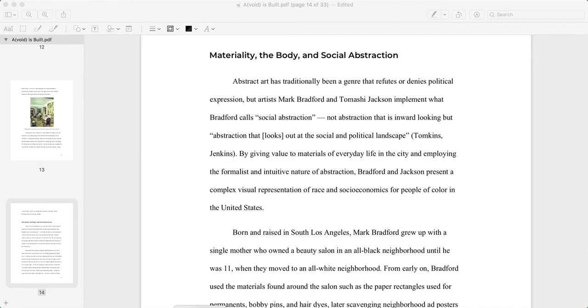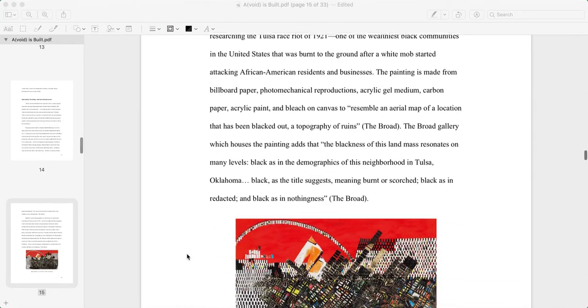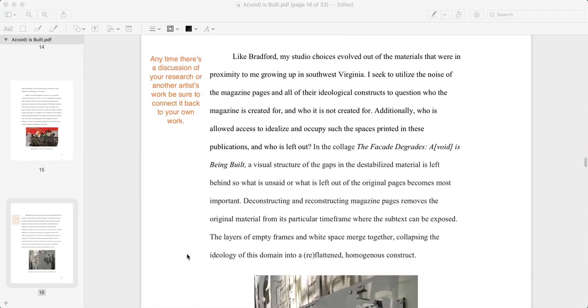And now we're moving on to more abstract sections of the paper where we discuss themes of the work. And again, anytime there's a discussion of your research and other artists' work, be sure you're always connecting it back to your own work and talking about how it relates or influences you.